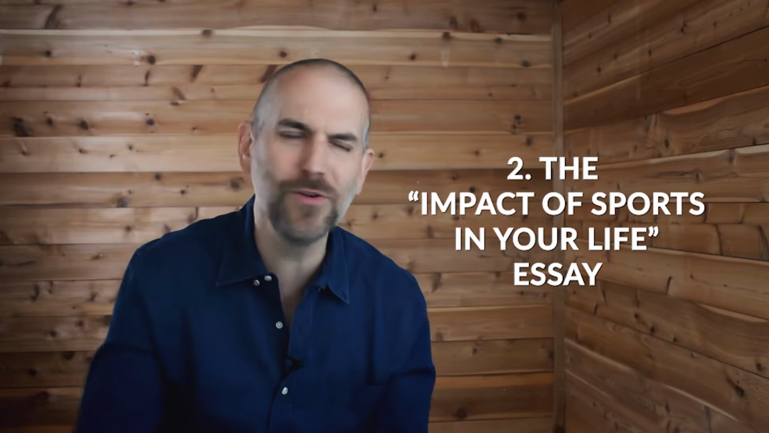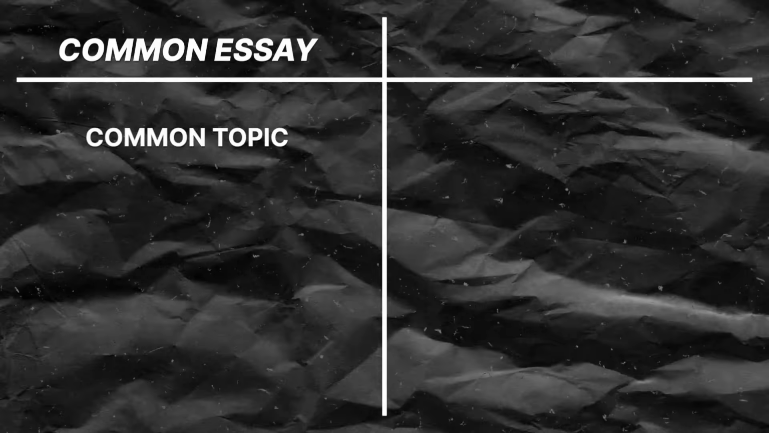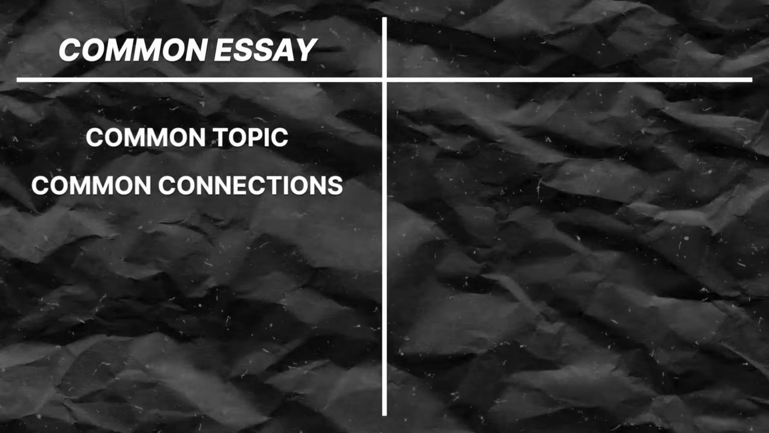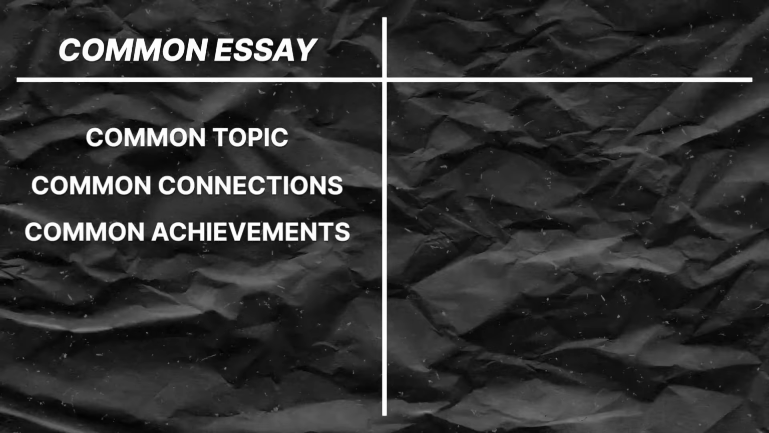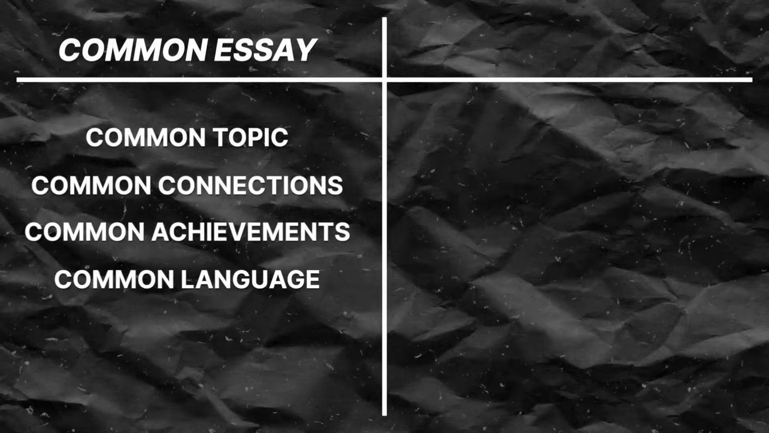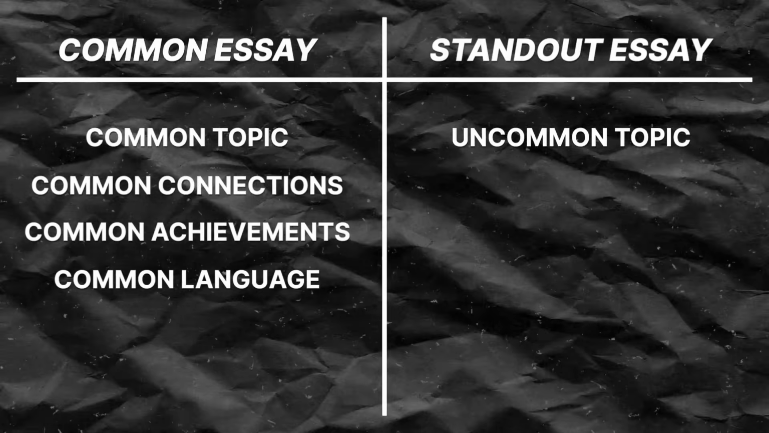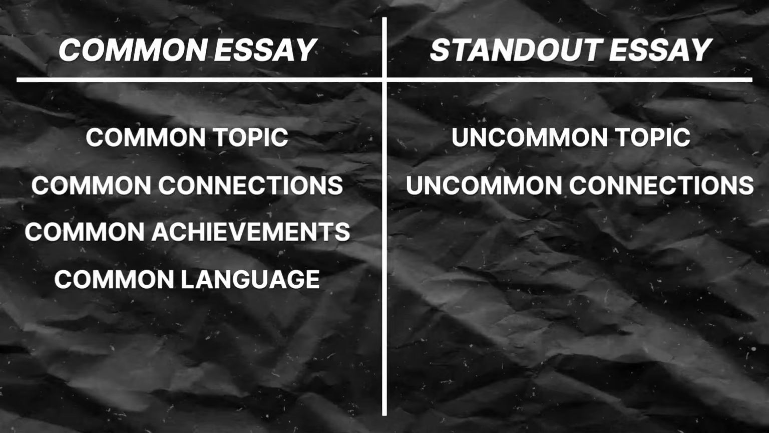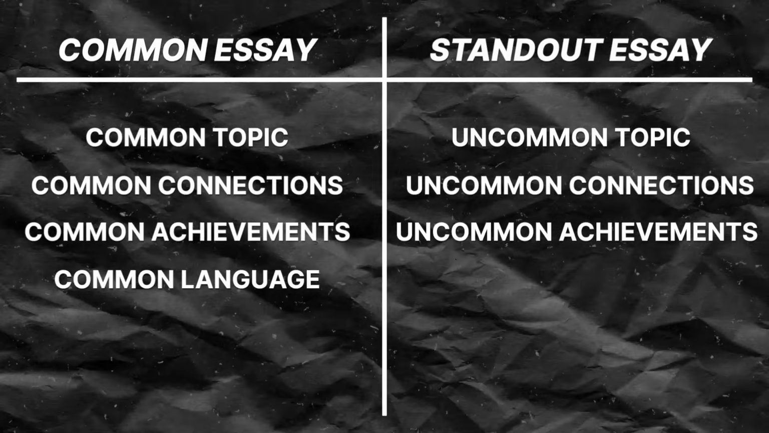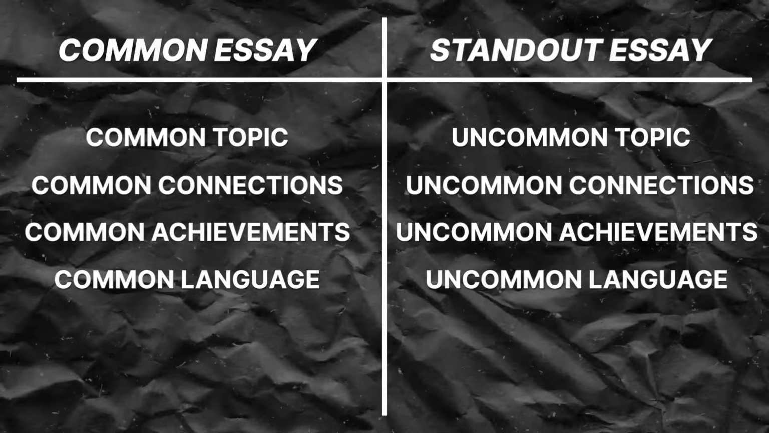The number 2 thing that's really what they want to know about. Now, the thing about this is that so many students are writing about similar sports in similar ways. In fact, consider this frame. A common, AKA boring essay oftentimes will choose a common topic, make common connections, I'll explain these in just a second, discuss common achievements, and use common language. Whereas a standout scholarship essay for this prompt will use an uncommon topic, if possible, give uncommon connections, discuss uncommon achievements, if you have uncommon achievements, many students don't, and use uncommon language.